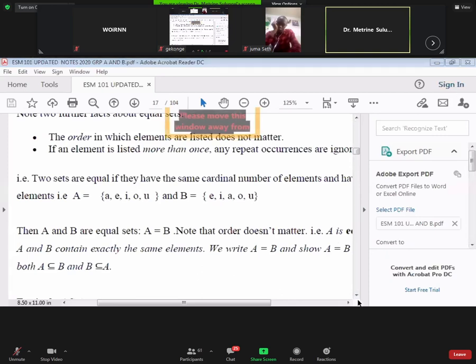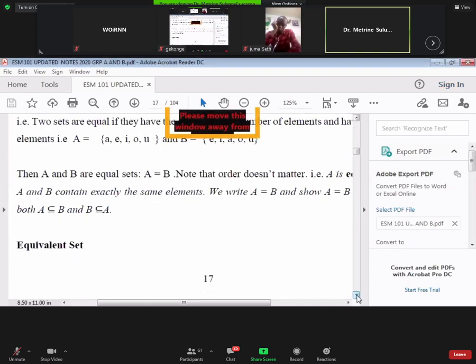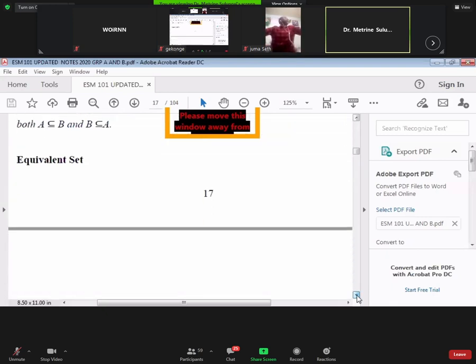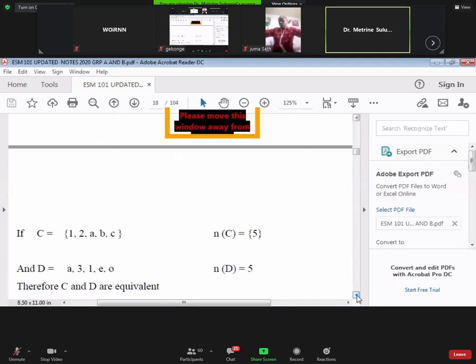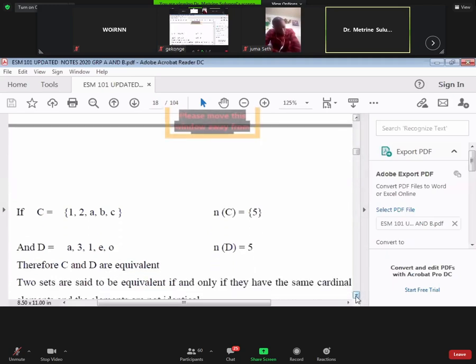Let's see how different they are from equivalent sets. Remember, we have mentioned equal sets, but these ones are equivalent sets. When are sets equivalent? They have the same number of elements, but the elements might not be the same. Or I can say the elements are equal in number, but they are not similar. For the equal ones, they're equal and they're similar. But for the equivalent, the number of elements is the same. If it's 5, it's 5, but the elements are not the same.